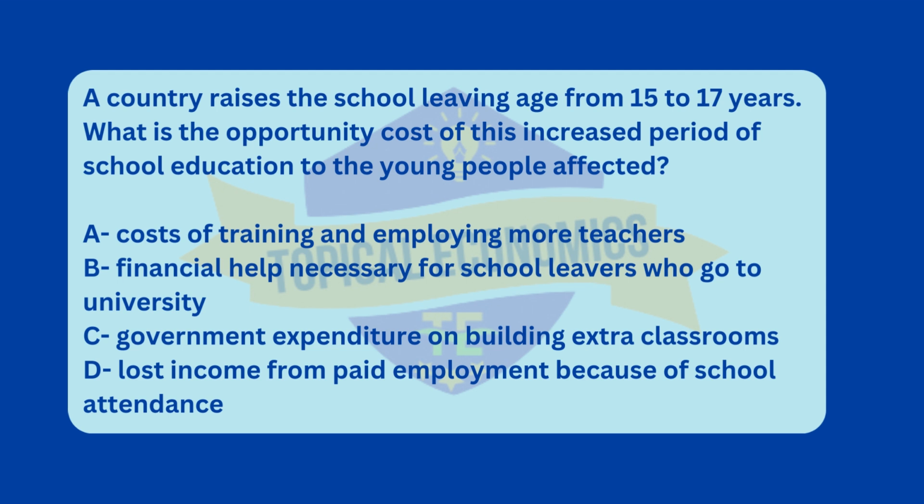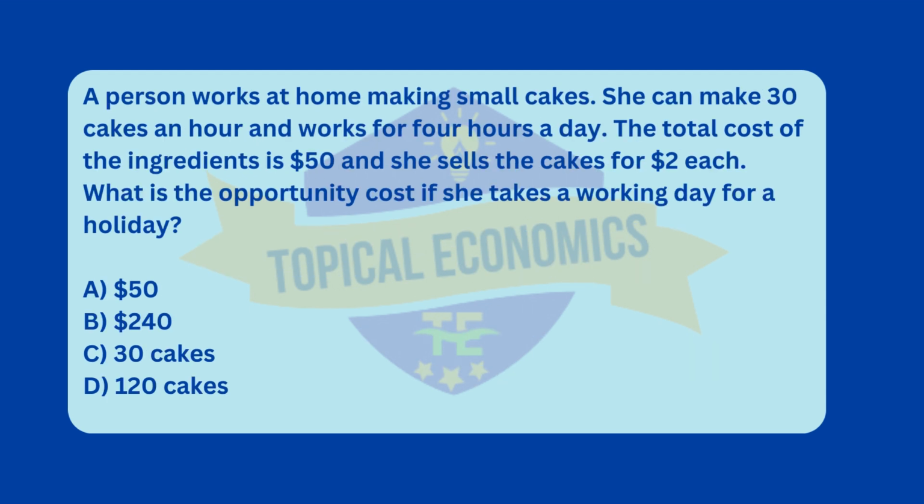Lastly, option C, government expenditure on building extra classrooms, is incorrect, because this is another cost to the government for expanding the education system, but it is not the opportunity cost for the young people themselves. The opportunity cost to the young people is what they lose out on, such as income, by staying in school for 2 more years. Moving to question 23.